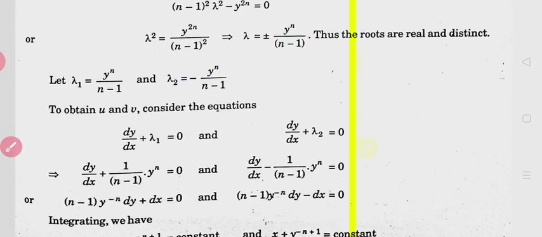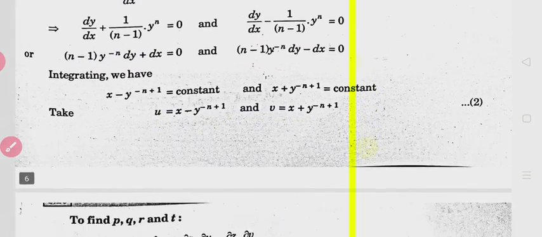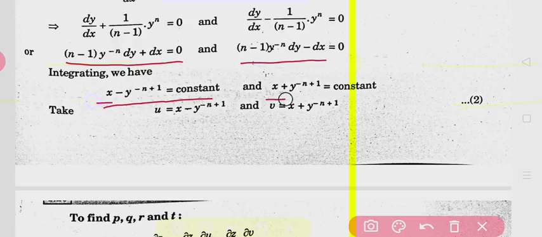When you got the two values for lambda, write down the differential equations: dy by dx plus lambda 1 equal to 0, dy by dx plus lambda 2 equal to 0. Place the values for lambda 1 and lambda 2 over here. Okay, so that will be the differential equations. Now by using the separation of variables, you solve it. When you do the separation of variables and take the integration, you will get the solution: this is equal to constant, and x plus y raised to power minus n plus 1 will be equal to some constant. I call this u and this v.